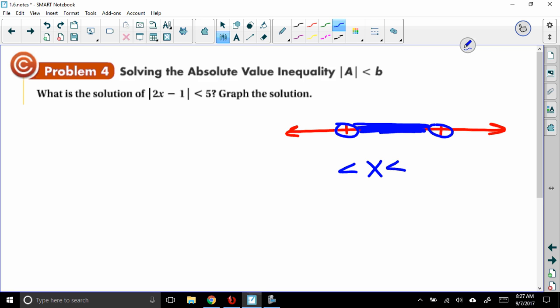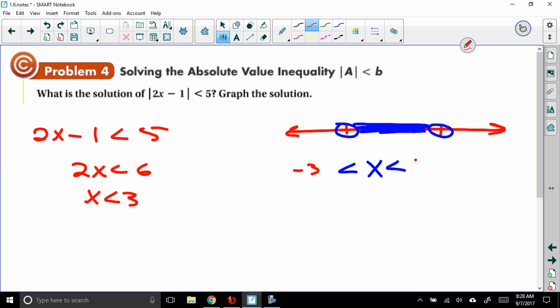Because here's the kind of stuff that most people pull. Most people do this. 2x minus 1 is less than 5. 2x is less than 6. X is less than 3. Okay? So then they'll put a negative 3 here and a 3 here. And that's wrong. X is less than 3, so this 3 is okay here, and that 3 is okay there, right?